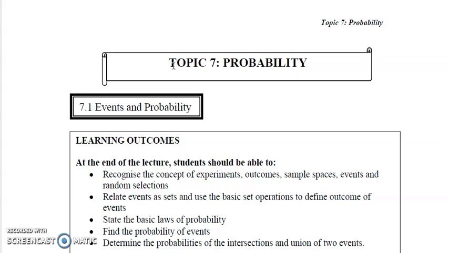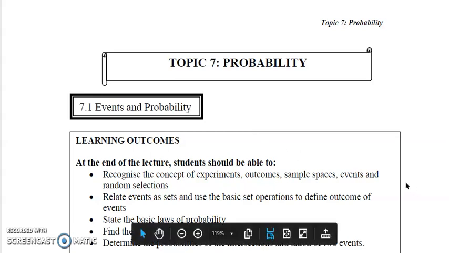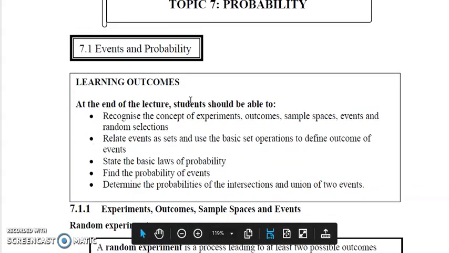Okay, so now we are going to discuss topic 7, probability. We have two subtopics only: events and probability for the first subtopic, and conditional probability for the second one. So we're going to see the learning outcomes you're going to have from the first subtopic.